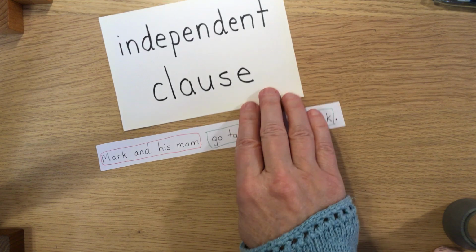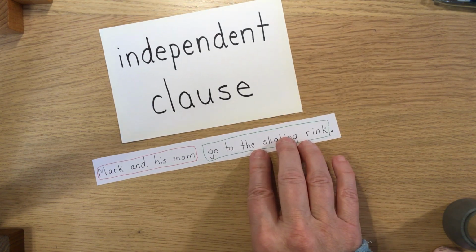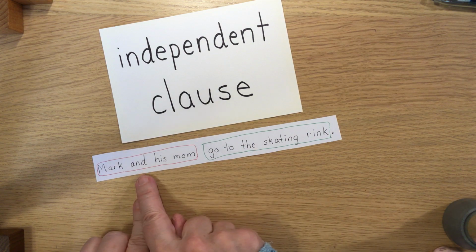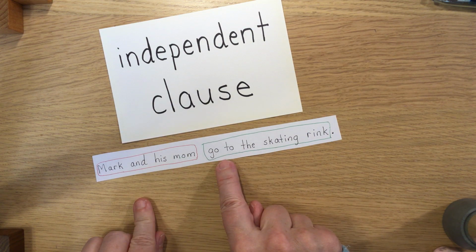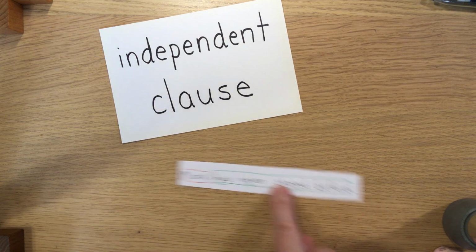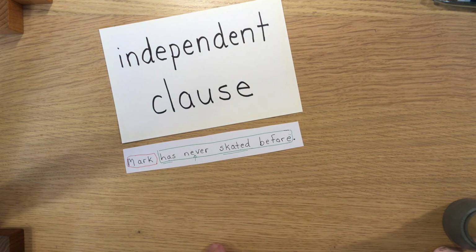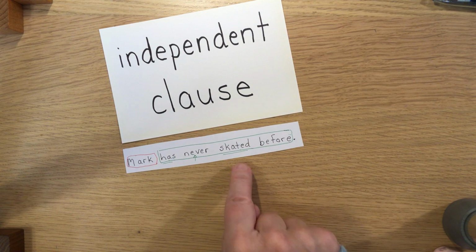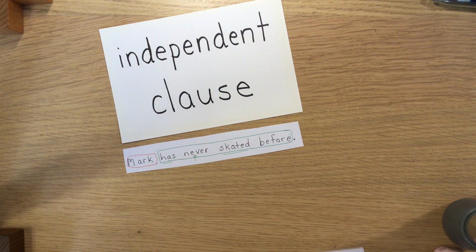Mark and his mom go to the skating rink. That is an independent clause. It has a subject, it has a verb, and it can be a sentence all by itself. Mark has never skated before. That is also an independent clause. It has a subject, it has a verb, it can be a sentence all by itself.